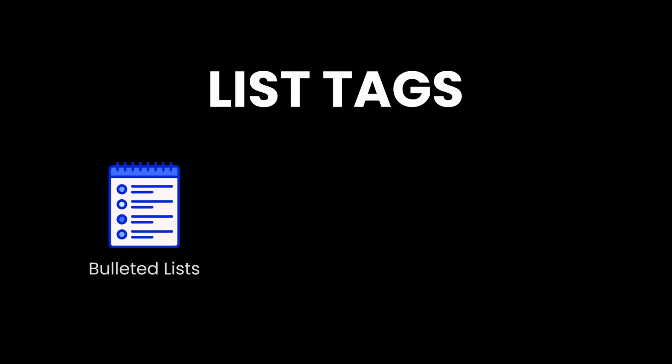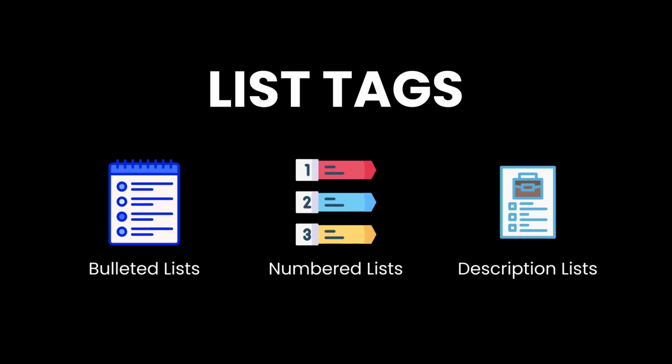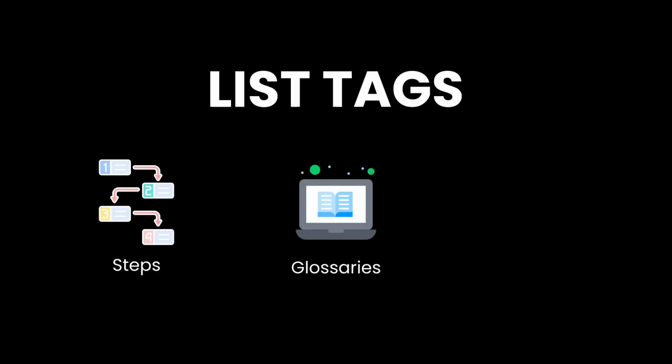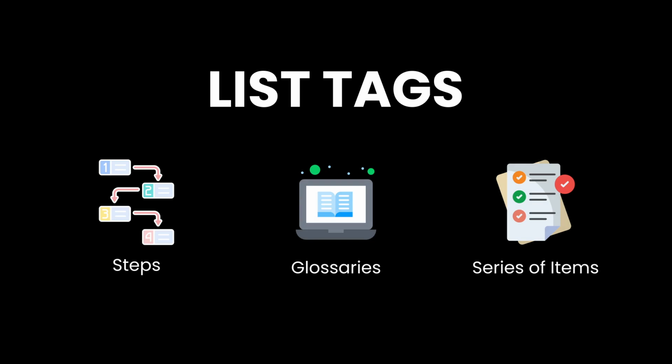In this session, we will learn how we can create a list of items with the help of list tags. List tags in HTML are used to create structured lists of items on a web page. They help organize content in an orderly format, either as a bulleted list, numbered list, or description list. List tags make it easier to display information such as steps, glossaries, or a series of items in a clean, readable way, as shown in these lists.